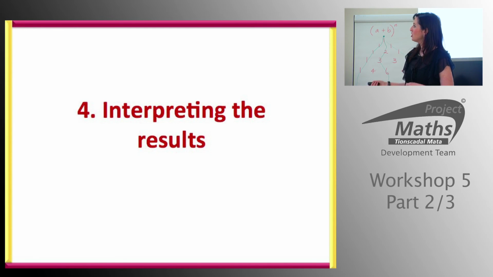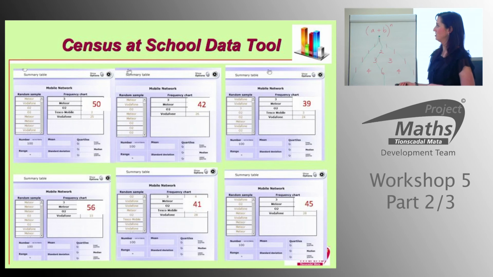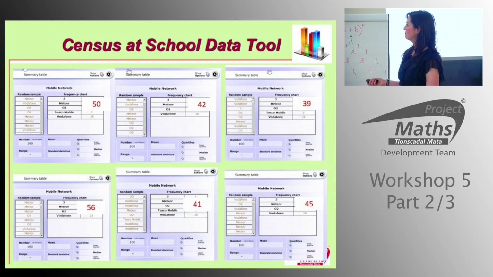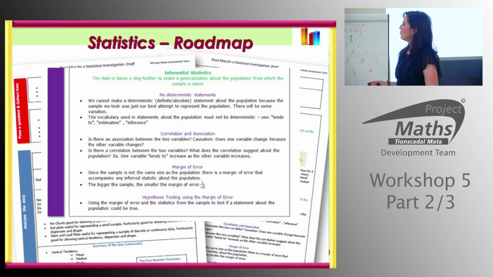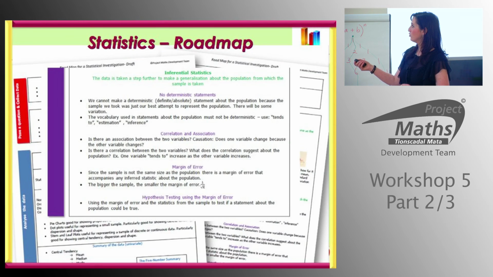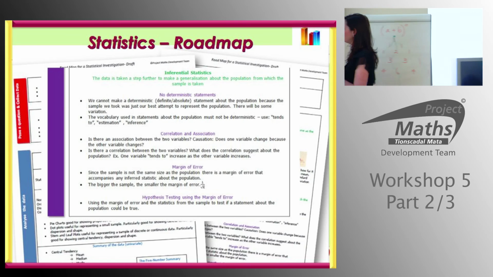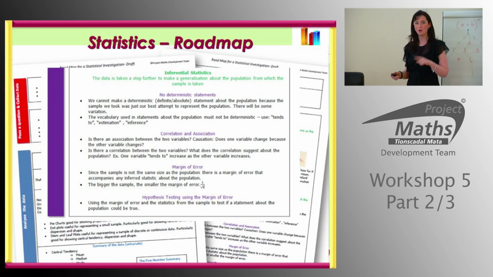So interpreting the results, this is where we're at now. We're trying to find out from our results what it tells us about our question. So we're down to the end of our roadmap now. You'll see at the end of the roadmap, it talks about inferential statistics, inferring from a small sample to a population. And the very first thing it says, no deterministic statements. That's just the fancy word for don't say it is 42%.